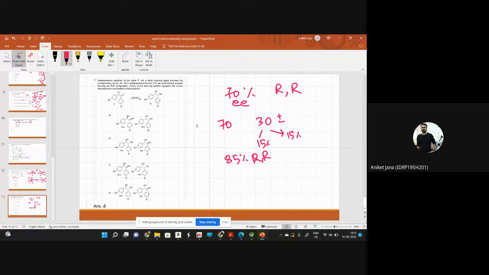Okay, sir, carry on. Proceed, sir. So among this 80% is the RR group. If we try to determine the stereochemistry of these groups, we will come up that this molecule has the RR configuration. So the correct option is D.